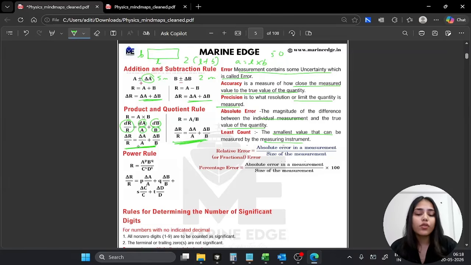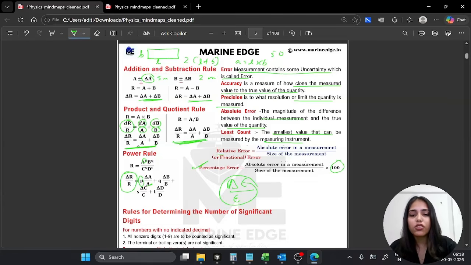Now, the power rule, when we talk about an error in a product where terms have powers. So A raised to the power P, B raised to the power Q, C raised to the power R, and D raised to the power T. In that case, when we calculate error, we'll also be calculating fractional error. First of all, fractional error is what? Error divided by the absolute value. That is called the fractional error. All right, so when we have an exponent, this power is multiplied before the fraction of the error. Next we have percentage error, like we saw before: absolute error divided by the initial or whole measurement, times 100.